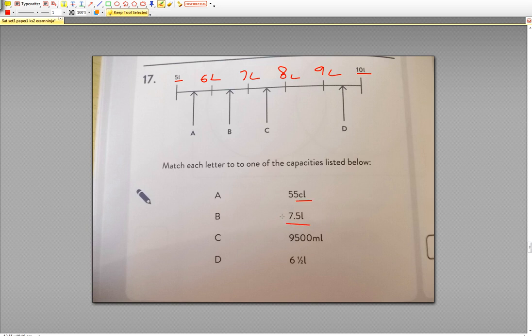Okay, 7.5 liters is halfway between 7 and 8. So what is C? C is 7.5. Okay, that's done. Now D, I'm doing the easy ones now, is 9 and a half. What's D? 9.5 liters. 9.5 liters is the same as 9,500 milliliters. Okay, lovely. So we've done those.